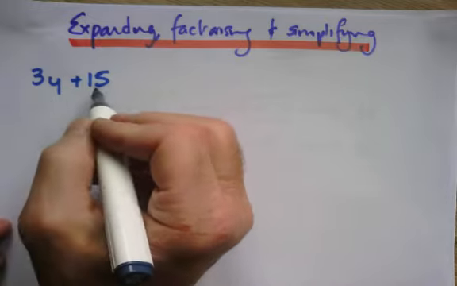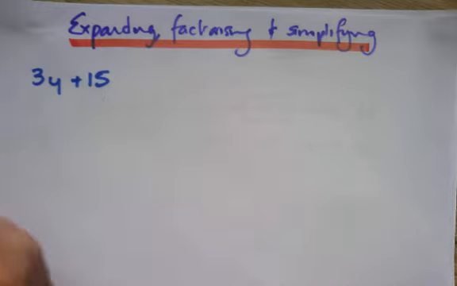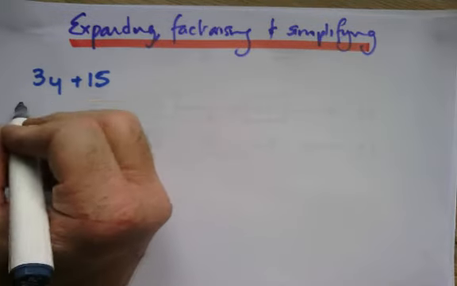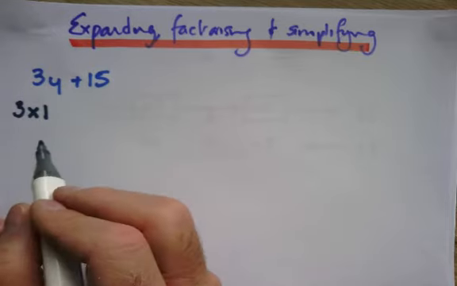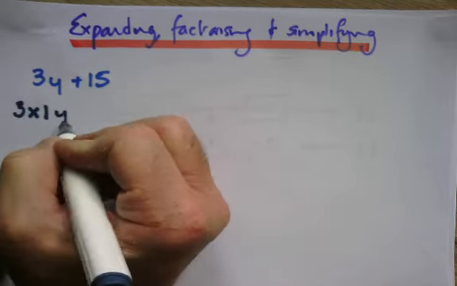Okay, so how am I going to do that? What do I mean? Well, I can see a 3 in there. So I'm always going to do this, that is always going to be 3 times 1. I'm always going to have a factor pair.